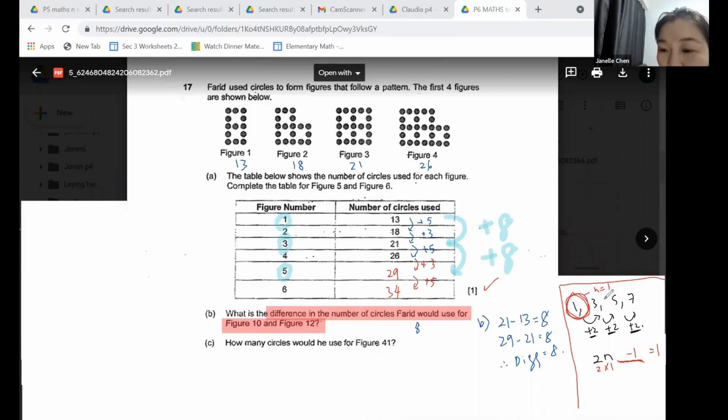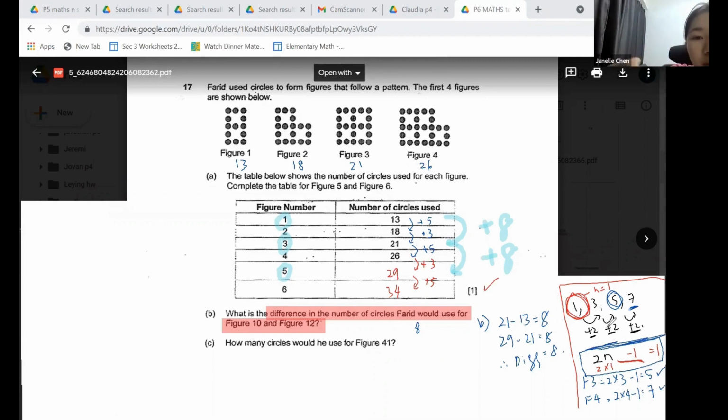To check if I'm correct or not, I'll go to figure number 3 and try. For figure number 3, I'll have 2 times 3 and then -1. Yes, I do get 5. And if I go to figure number 4, I'll have 2 times 4 minus 1. Yes, I get 7. So this is the correct n term for this figure. If we have things with constant difference, we can get the n term like this.